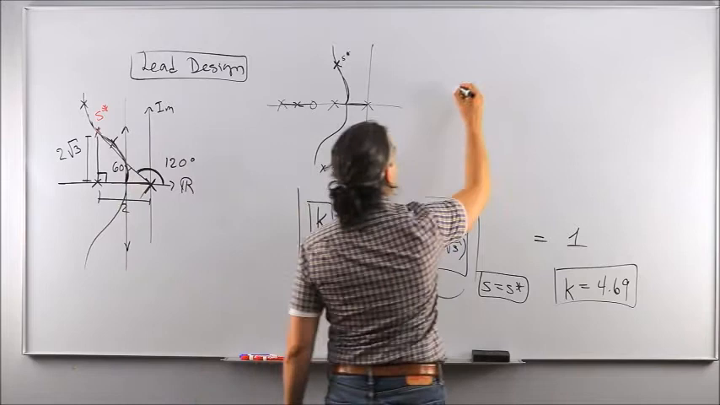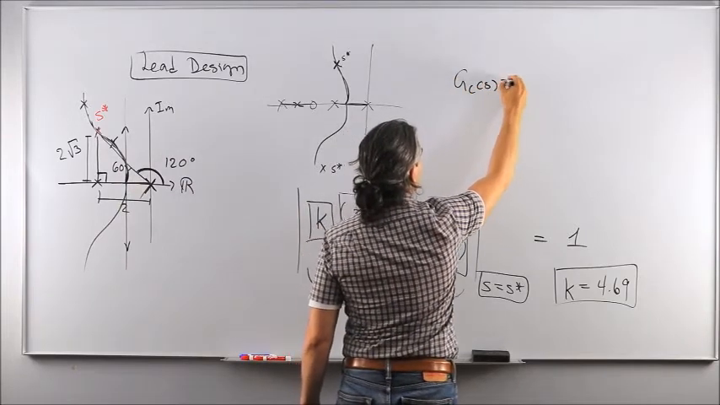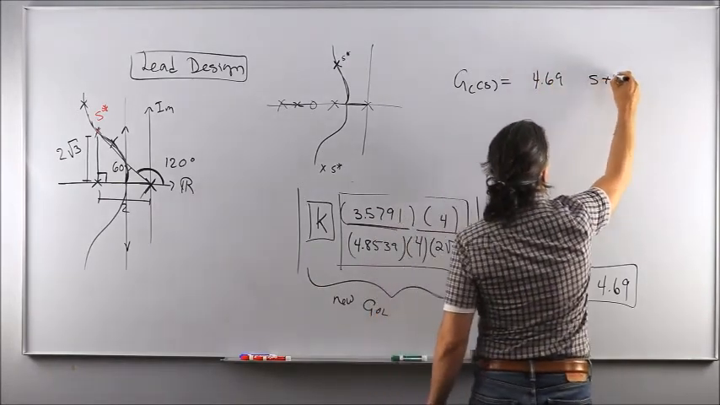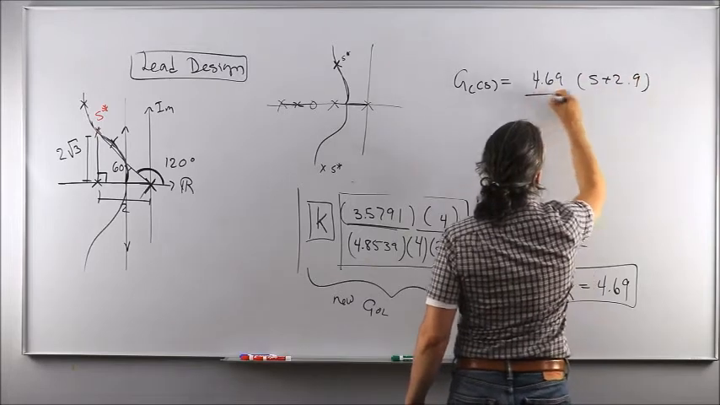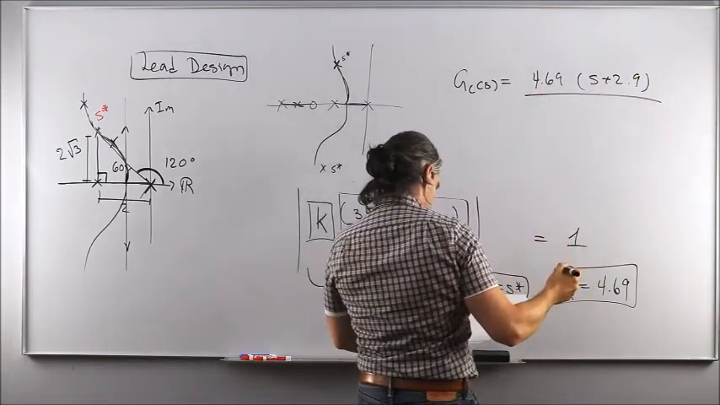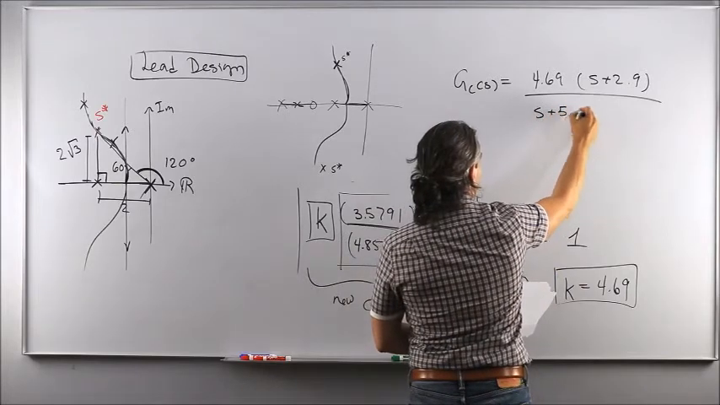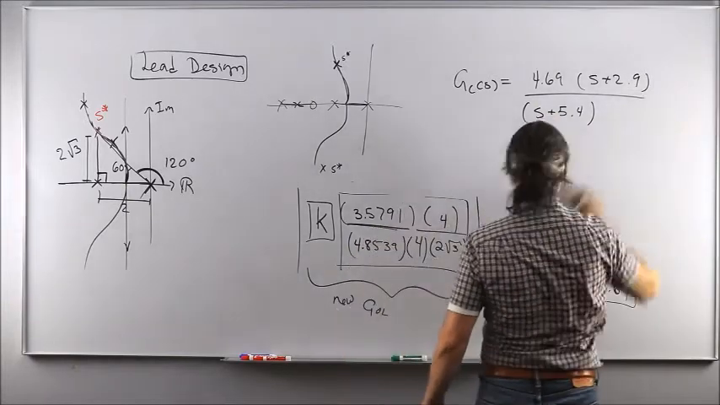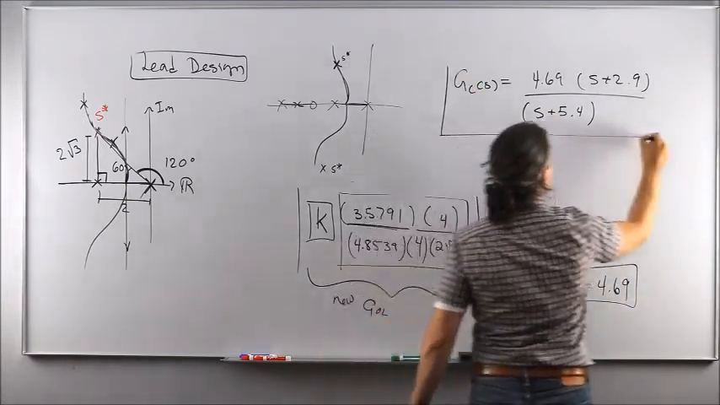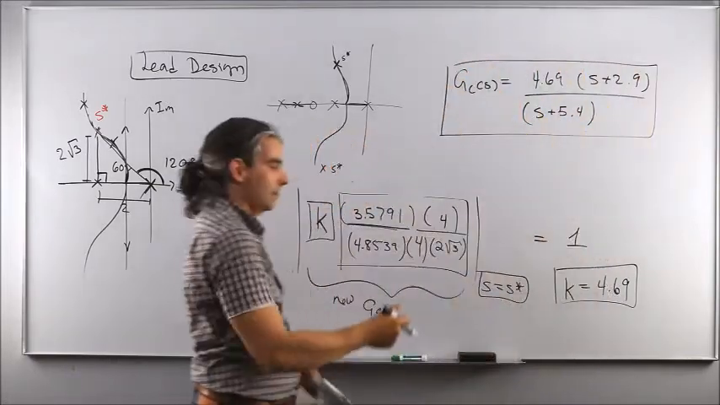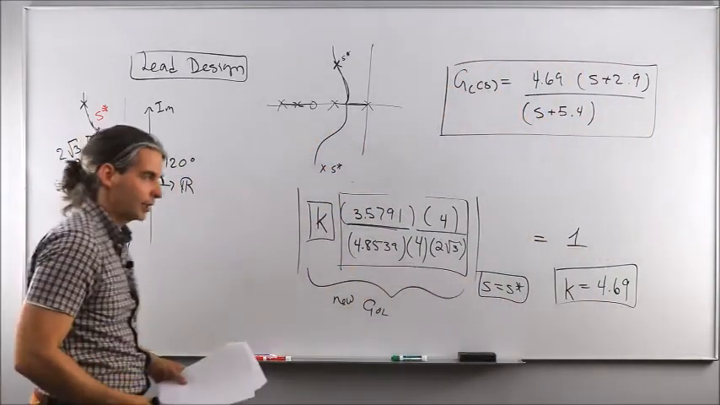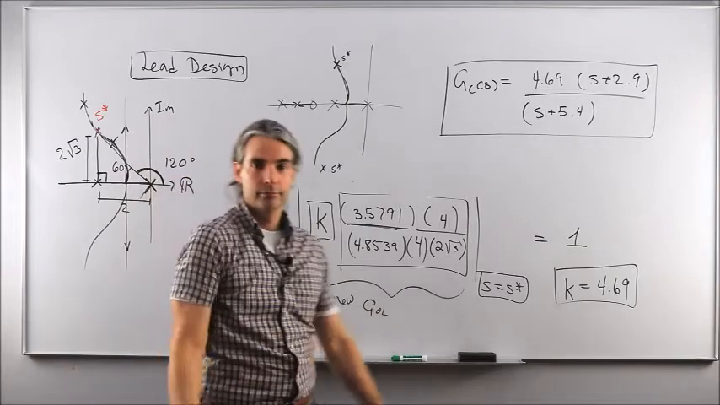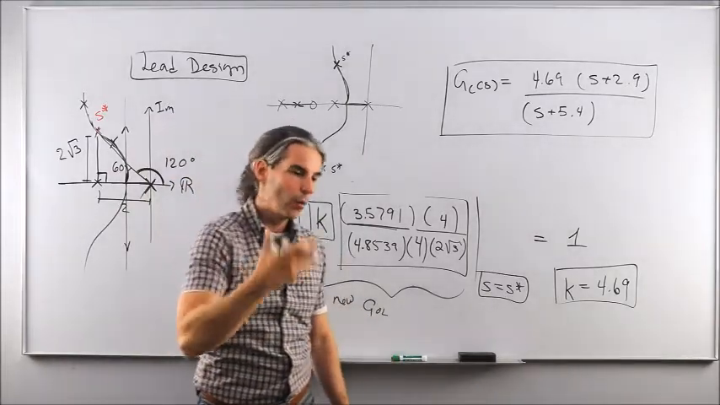So ultimately your compensator's transfer function will be equal to its gain, 4.69, multiplied by S plus 2.9 in terms of zeros. And then what do we have? S plus 5.4 in terms of its pole. So that is your transfer function designed to modify the existing root locus and bend the branches in a particular way to go through S star and end up with your poles at S star. Okay? As simple as that. As long as you understand the whys.